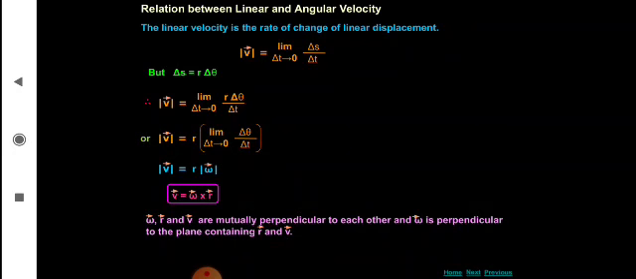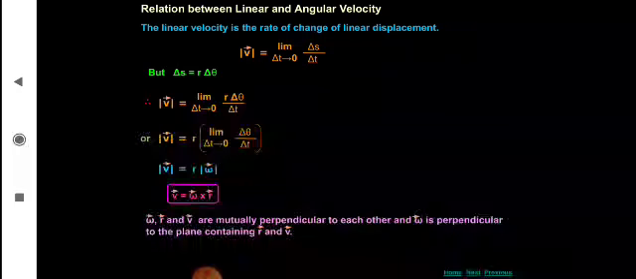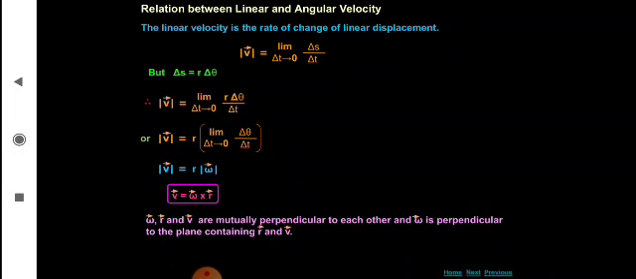Vector w, r and v are mutually perpendicular to each other, and vector w is perpendicular to the plane containing vector r and vector v. So v is the linear velocity and w is the angular velocity. So this is a relation between the linear and angular velocity.